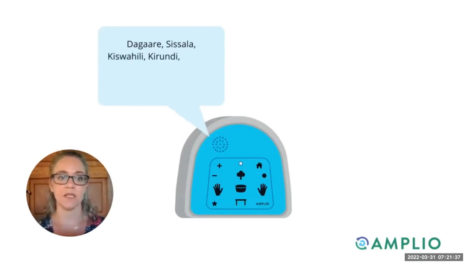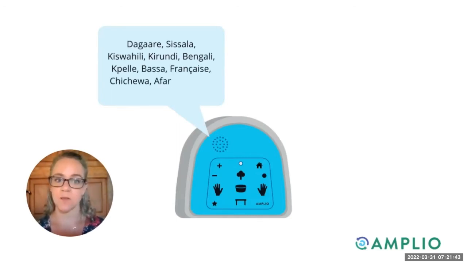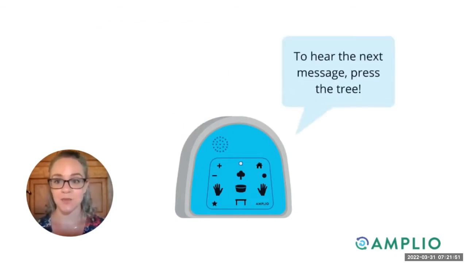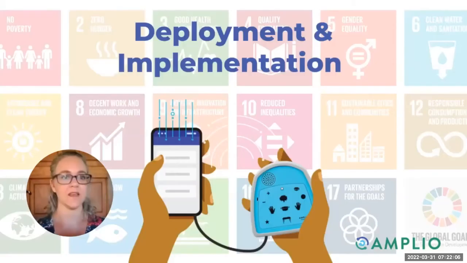Your program may have more than one language. Remember, the talking book is fully customizable in any local language. During this phase, you will also set up the talking books for your program languages by recording these system prompts. For example, to hear the next message, press the tree. Content creation is usually done by our partners or local consultants who understand the context. Amplio can also provide consulting support and share best practices as needed.